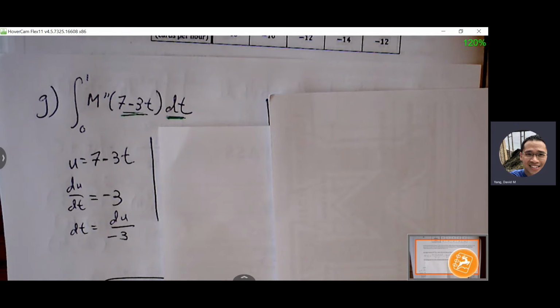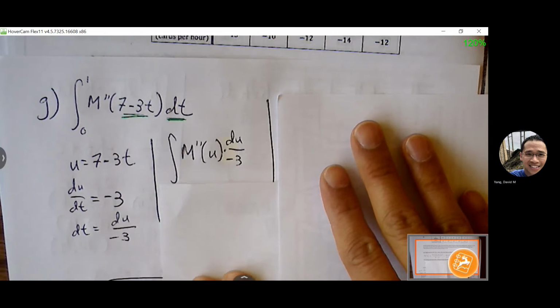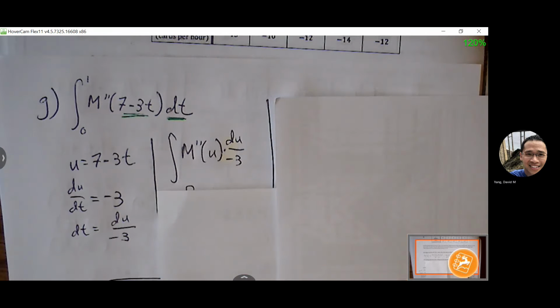And we're just substituting the parentheses and dt. See what's left over we have. dt gets replaced with du over -3. So that's an indication that we've got to keep track of that coefficient there. We can push that -3 out as what? Yeah, -1/3, right? -1/3.